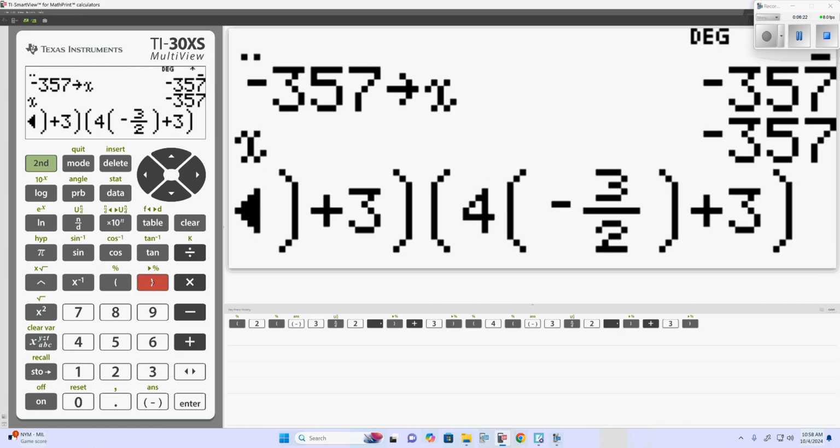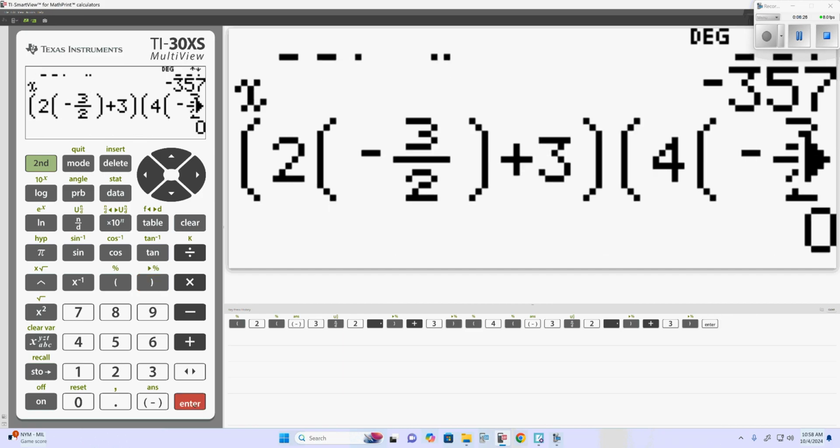And what value should we get for this here? 0. It tells us it is 0. So that is the correct answer.